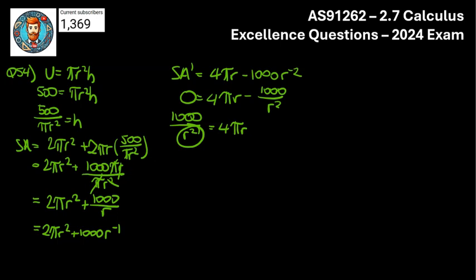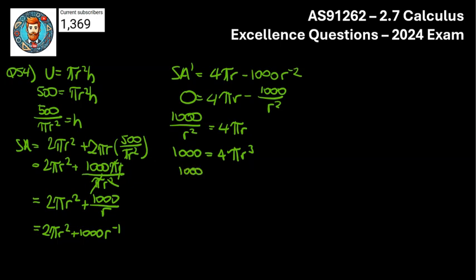The opposite of divide by r squared is times r squared. And that's perfect. So we're going to times this by r squared, which is going to make r cubed, isn't it? So it'll be 1000 equals 4 pi r cubed. And this is perfect because I'm solving for the radius, as there's only one letter left. I can divide both sides by 4 pi now.